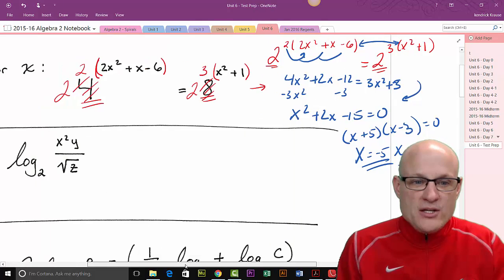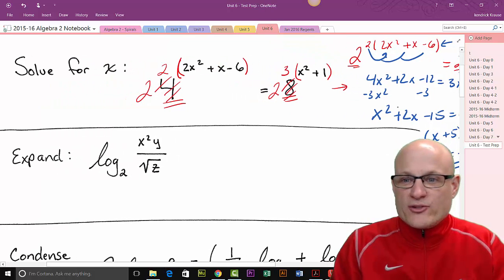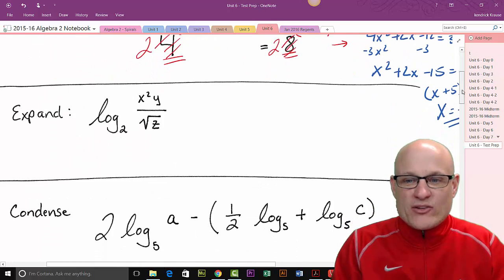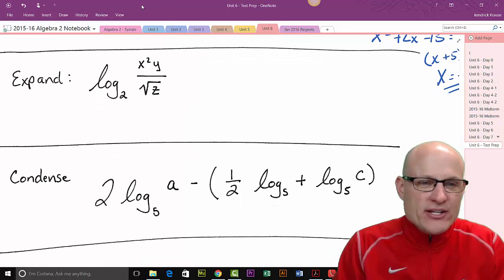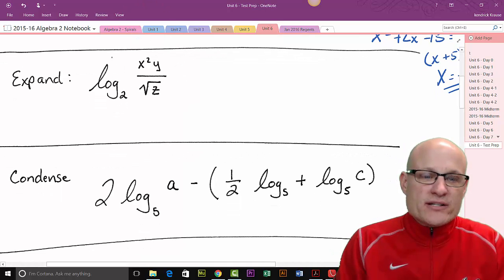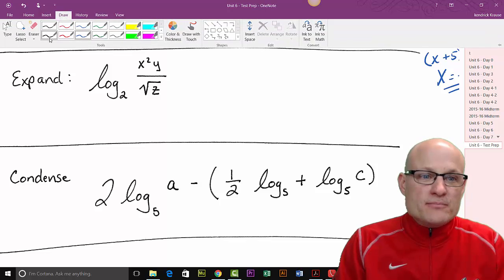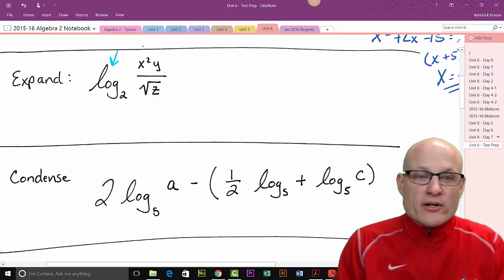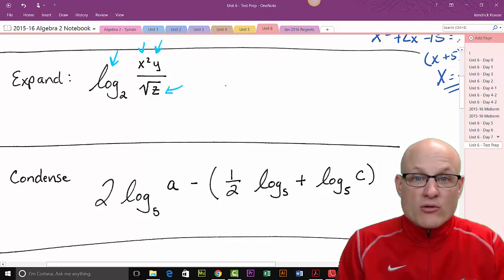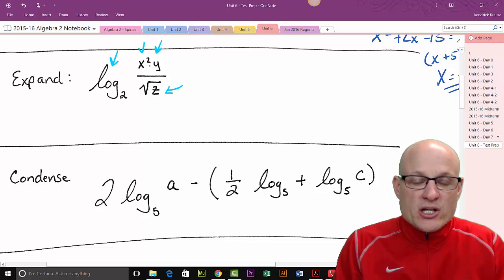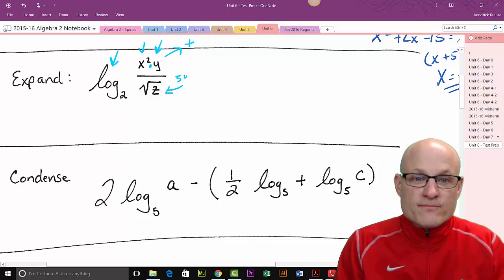All right. So here's the directions. The directions say expand. We're going to expand this thing out. Now in your brain, you're going to take one logarithm, and we're going to turn it into 1, 2, 3 logarithms. In between here we have multiplication, and in between here we have division. So when I split these two up, they're going to make addition, and this is going to give me subtraction.